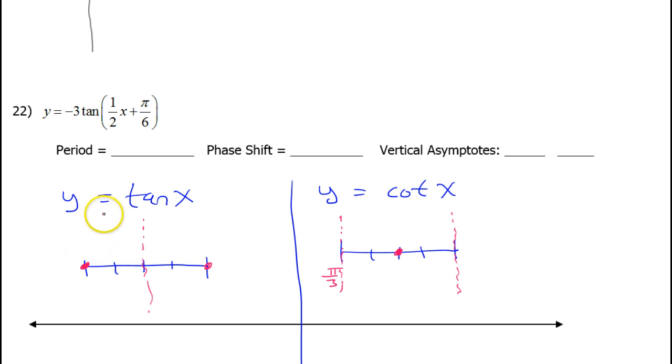Okay. Tangent is always increasing. Alright, so this graph would be increasing like this and increasing like that. Tangent is always increasing, unless there's a reflection, in which case it will be decreasing. Cotangent is always decreasing. So cotangent would be looking like this. Okay? Unless there's a reflection, in which it would be increasing. Alright, so keep that in mind.